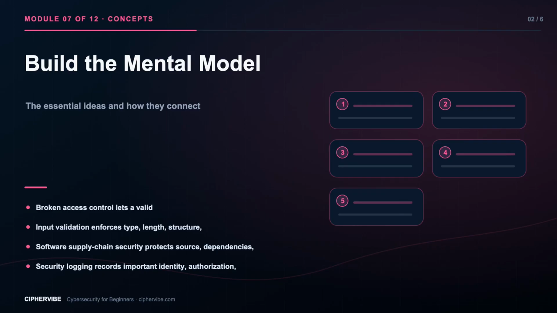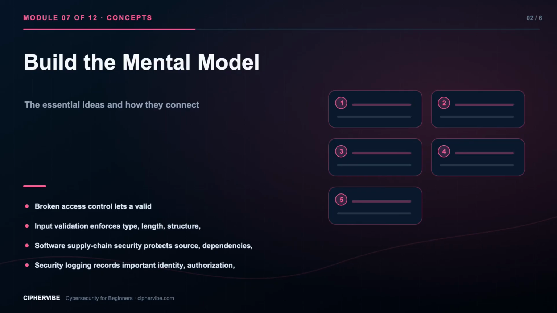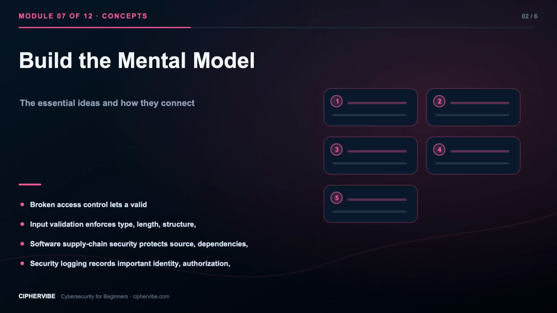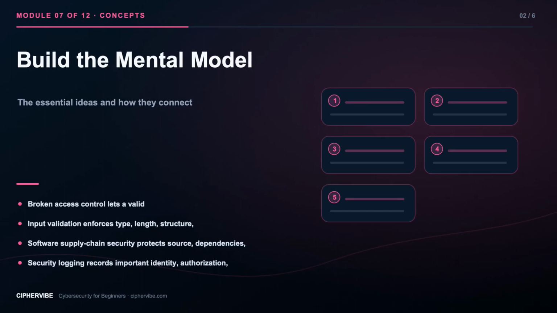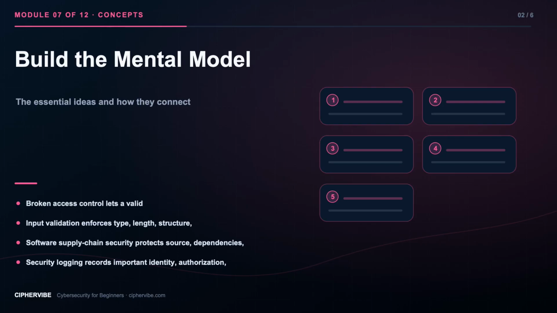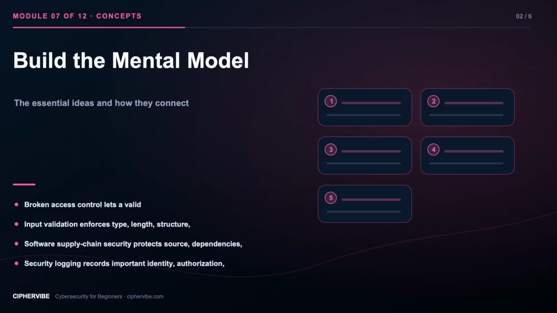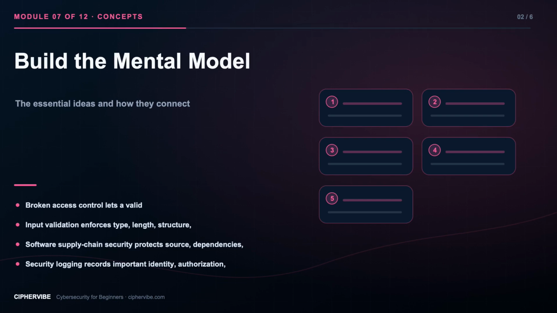Third, software supply chain security protects source, dependencies, build systems, packages, artifacts, and deployment authority. Fourth, security logging records important identity, authorization, data, configuration, and administrative events without exposing secrets.